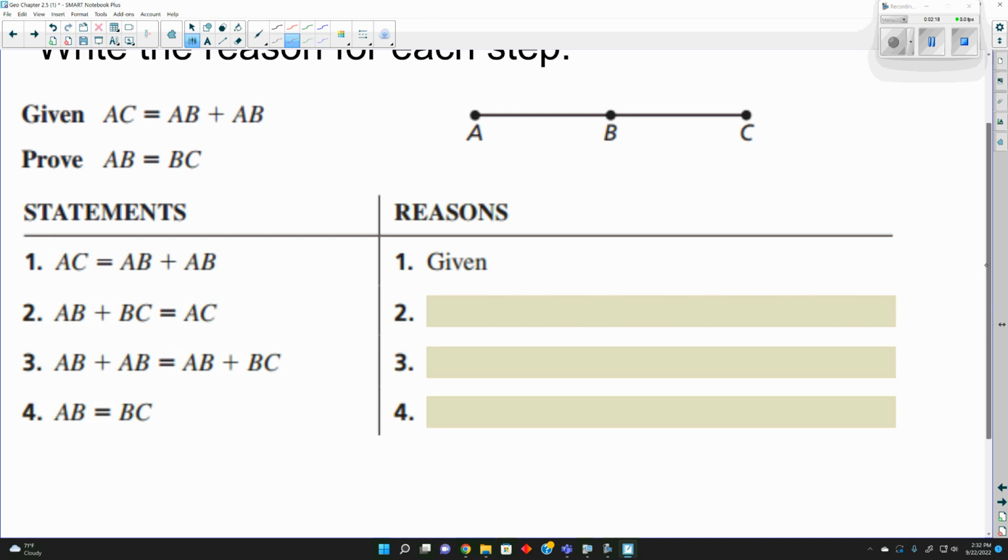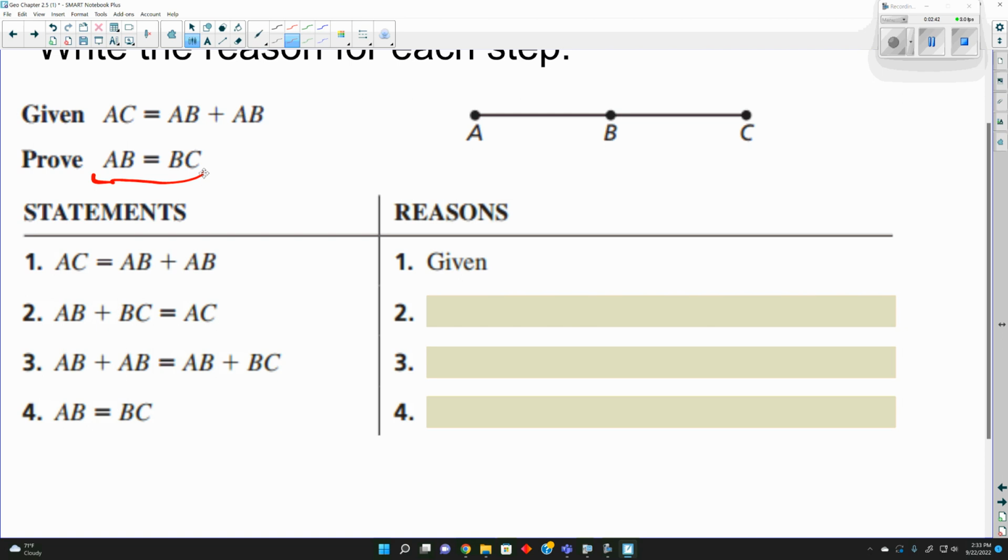And the last line of our statement is going to be what we want to prove. We want to prove that AB is equal to BC. That's what we want to prove. So we have our given information. Now the first statement they tell us is that AB plus BC is equal to AC. Well, we've used this before, yes?